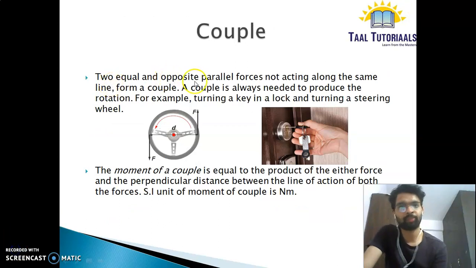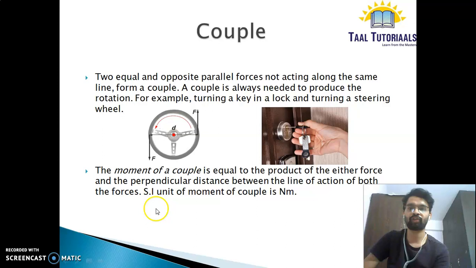What is a couple? Two equal and opposite parallel forces not acting along the same line form a couple. A couple is always needed to produce rotation. A single force applied on a pivoted body does not cause the rotation of the body. Rotation is always produced by a pair of forces. For example, turning a key in a lock or turning a steering wheel is the best example of a couple.